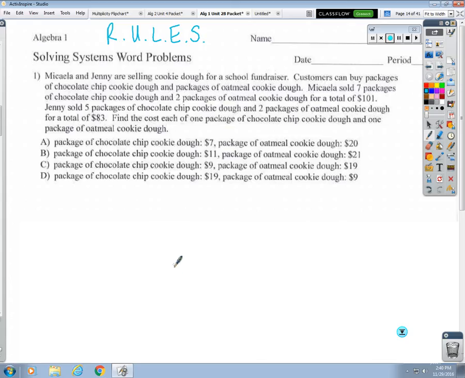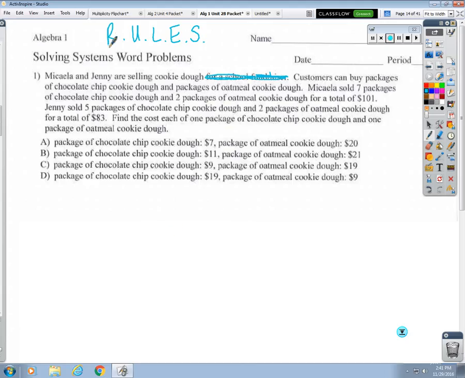Michaela and Jenny are selling cookie dough for a school fundraiser. Is it really relevant that they're doing it for a school fundraiser? No. I mean, they tell us, but that's not really going to help us solve the problem. Customers can buy packages of chocolate chip cookie dough and packages of oatmeal cookie dough. Michaela sold 7 packages of chocolate chip cookie dough and 2 packages of oatmeal cookie dough for a total of $101. Jenny sold 5 packages of chocolate chip cookie dough and 2 packages of oatmeal for a total of $83. Find the cost of each: 1 package of chocolate chip cookie dough and 1 package of oatmeal cookie dough.